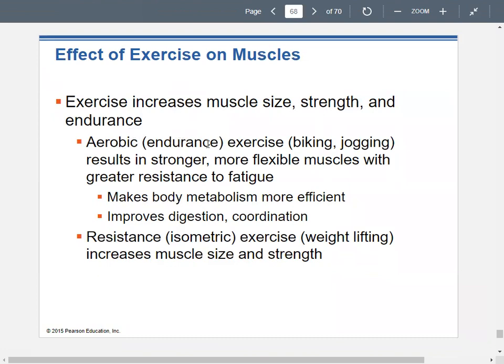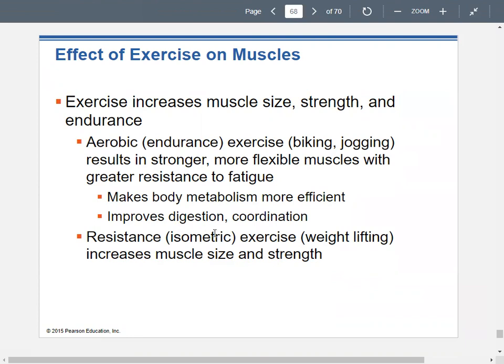So aerobic endurance exercise, so aerobic has to do with endurance. Things like jogging, biking, gives you stronger and more flexible muscles. And they're more resistant to fatigue, so you don't get as tired. Also makes your body's metabolism more efficient. Okay, so it helps your body do its chemical reactions better. Improves your digestion and your coordination.